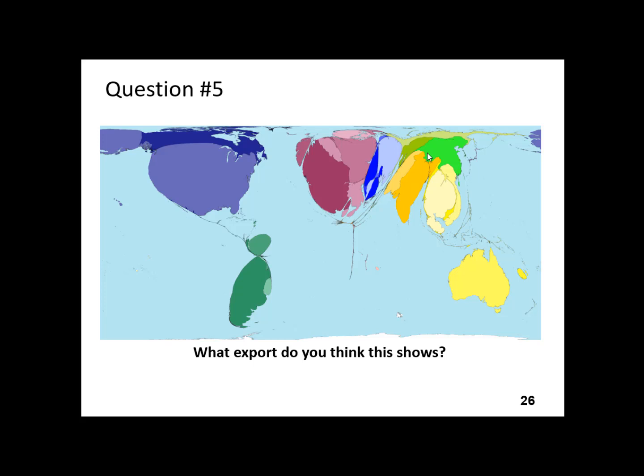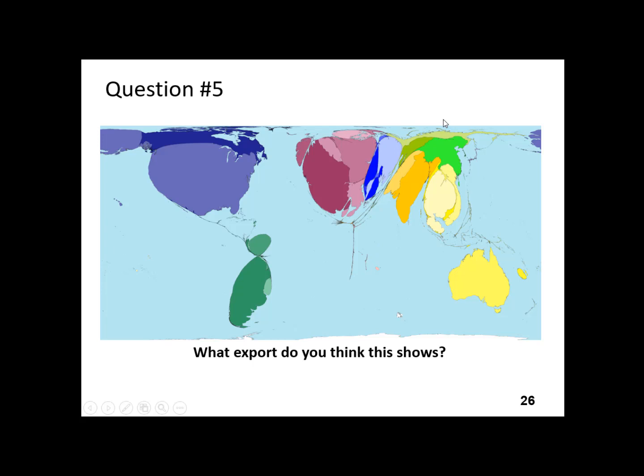Now, this map looks wacky, and it is, but we've seen cartograms like this before, or maps like this before, where we're showing countries that are really big based on whatever the prompt or question is. So, for example, here our question is, what export do you think this shows? So the countries that look bloated or really big, like the United States and Western Europe, these countries are exporting a specific type of good. When you look at Latin America and the Caribbean here, or Africa here, or the South Pacific, and even Japan over here, these countries that are looking tiny or shrunk, they're not exporting this good.